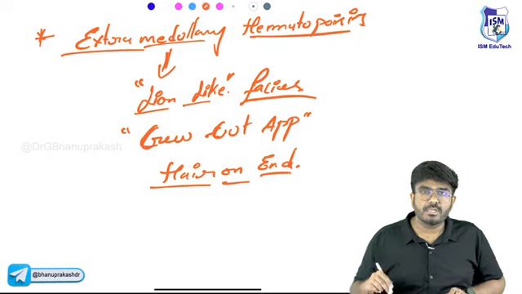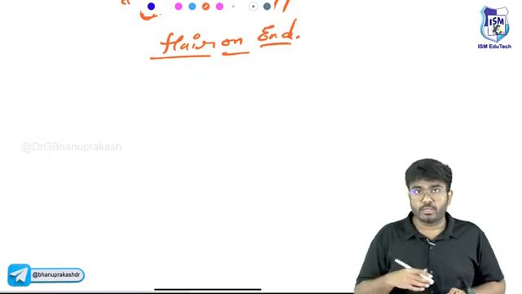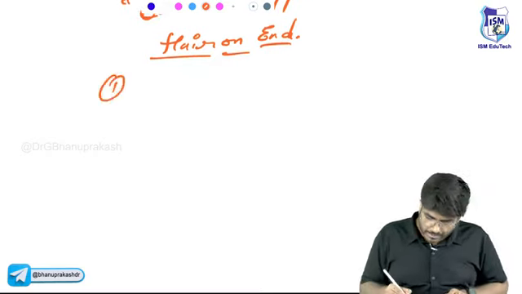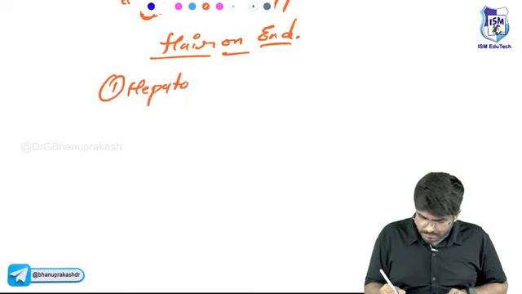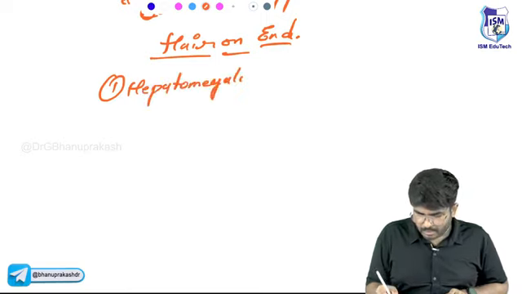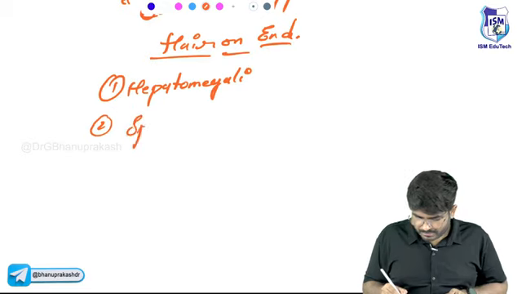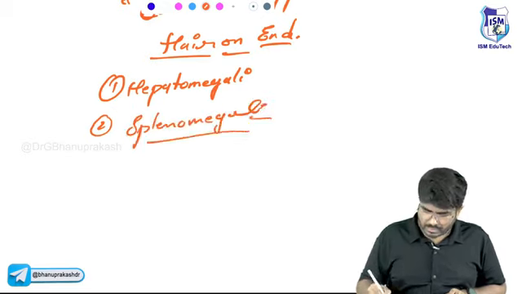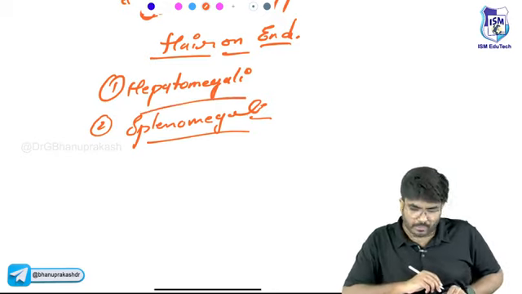More RBC breakdown is happening in the reticuloendothelial system. So there will be hepatosplenomegaly, both hepatomegaly and splenomegaly.